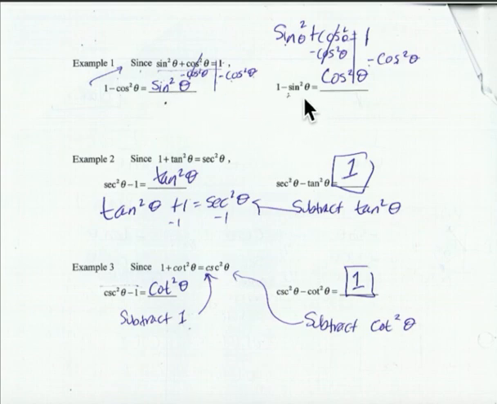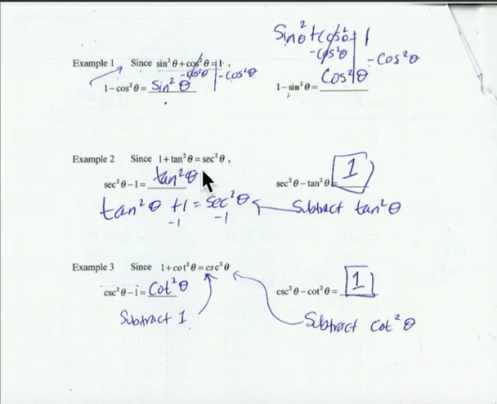1 minus sine squared, to do that, all I need to do is subtract sine squared from both sides of these equations. So subtract sine squared from this side, and I'm left with cosine squared. And on this side, I would have 1 minus sine squared. So 1 minus the sine squared of theta is equal to the cosine squared of that angle theta.